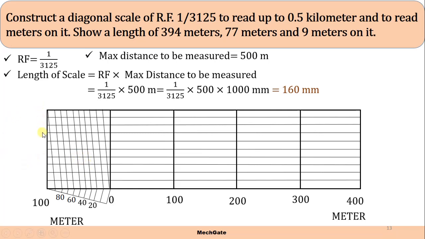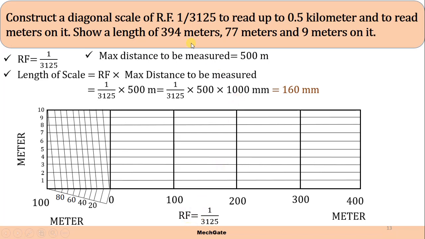Now we have to do the numbering. Let's do the numbering 1 to 10. This is also in meters because we are dividing 10 meters over here, isn't it? 10 meters into 1, 2, 3, 4 up to 10. So this is my complete scale. Also write down the RF below the scale.